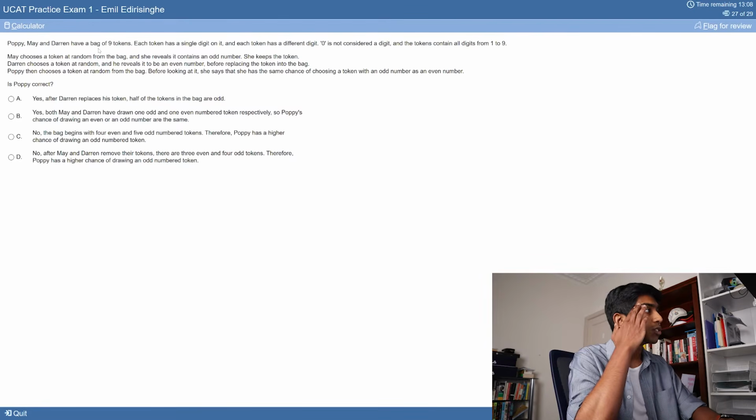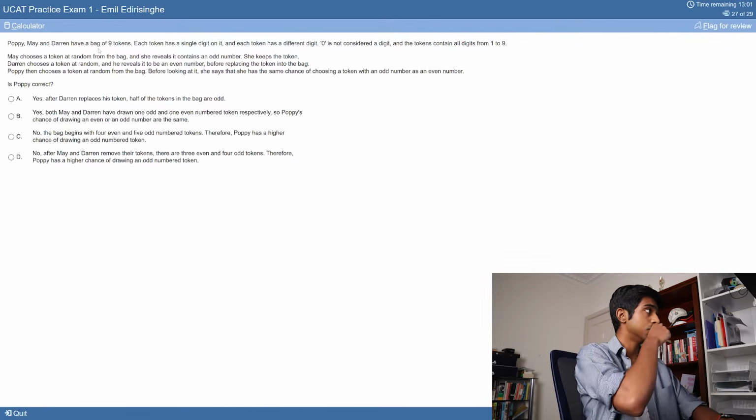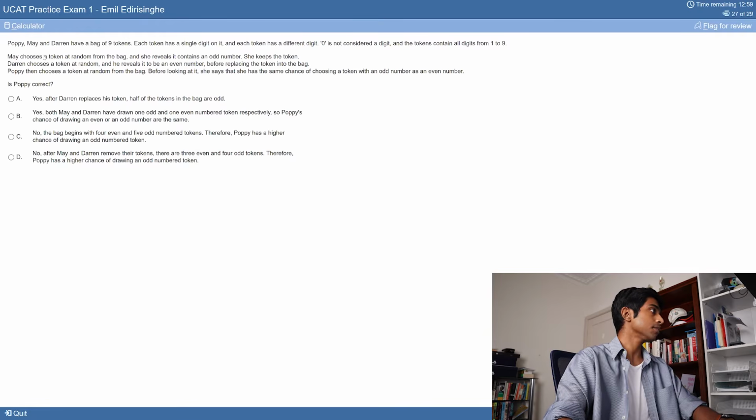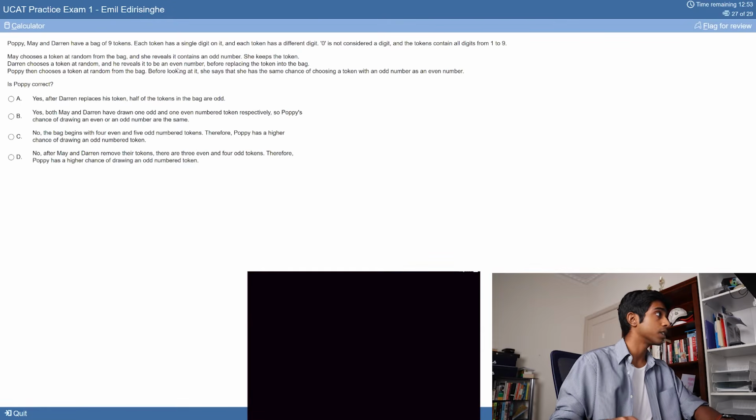A bag of 9 tokens. Each token has a single digit. Each token has a different digit. 0 is not considered a digit. All digits 1 to 9. May chooses a token at random. It contains an odd number. She keeps the token. Darren chooses a token at random. It reveals it to be an even number before replacing the token.